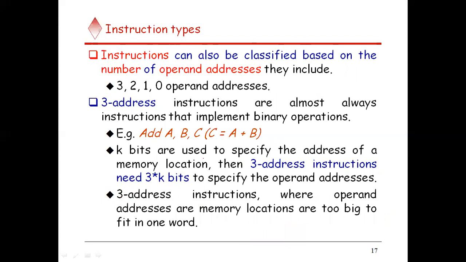Instructions can also be classified based on the number of operand addresses they include, that is, how many operands are present inside the instruction. That gives zero address, one address, two address, and three address instructions. These are the classifications based on the number of operands present. How many operands are present in this instruction? Three operands, so it is a three address instruction.